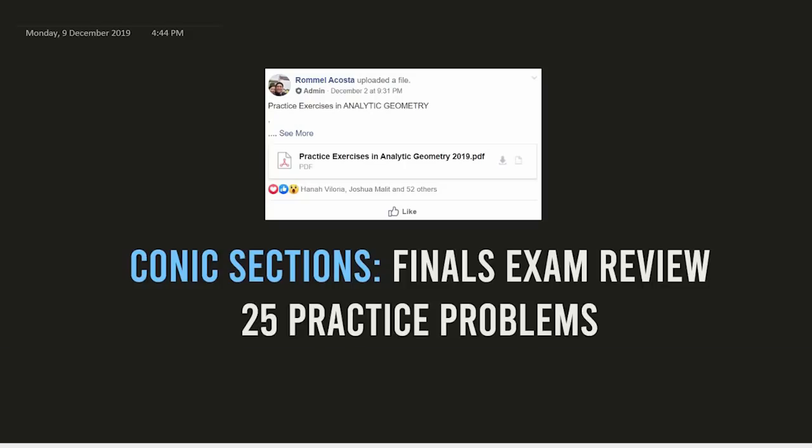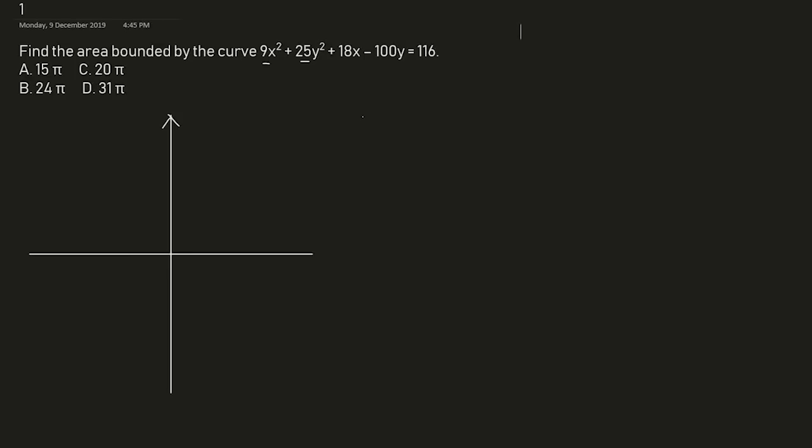Our finals exam review. And for this video, isolve po natin mga problems specifically in conic sections. Lahat po ng mga problems dito ay kinuha ko po sa practice exercises na pinost sa FB page ng SLU SEA MATH. So let's go! First here guys, kung mapapansin nyo, they want us to find the area of this curve.